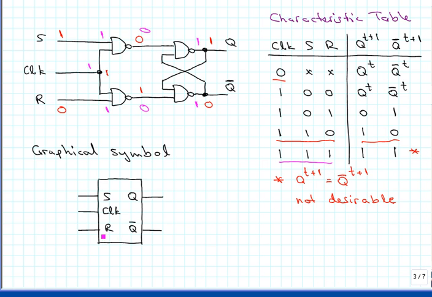Here's the graphical symbol that's being used for a gated set reset latch. So the clock here is in the middle, the set in the upper, the reset in the lower part of that symbol, and then the outputs are Q and Q naught. And the characteristic table, of course, is the same for that graphical symbol as it would be for the actual schematic.